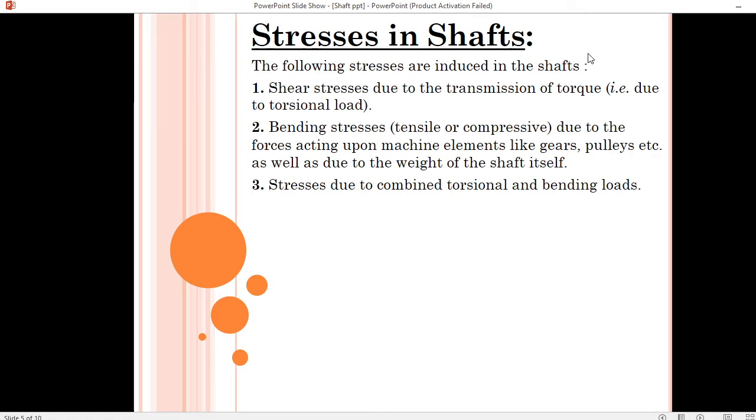Next, stresses in the shaft. Shear stress is developed due to transmission of torque, that is, due to the torsional load. Next, bending stress, tensile or compressive, due to the forces acting upon machine elements like gears and pulleys, as well as due to the weight of the shaft. So bending stress is also acting. Next, stresses due to combined torsional and bending load are also acting on the shaft.